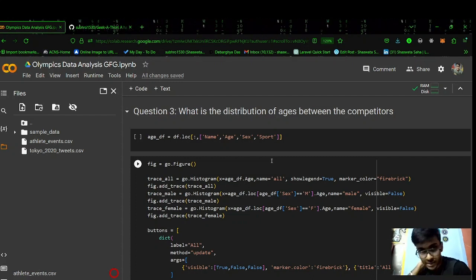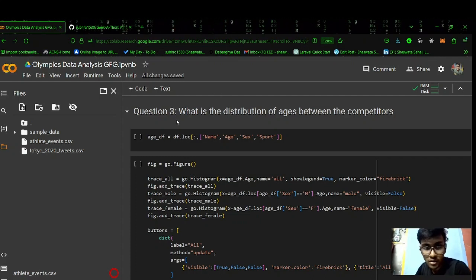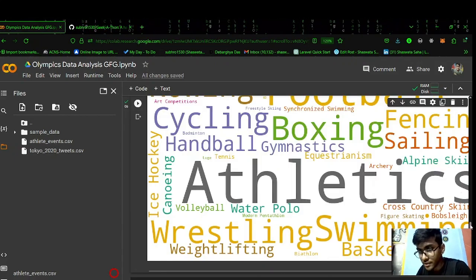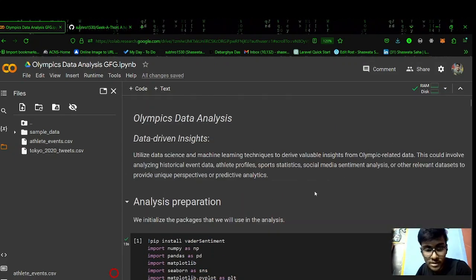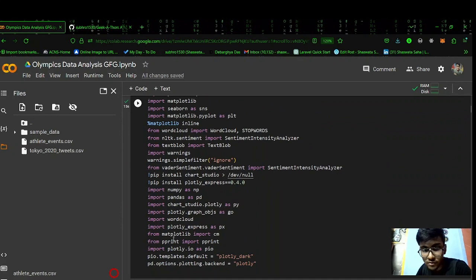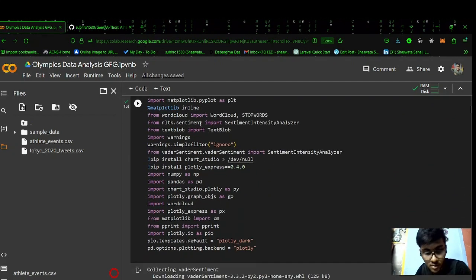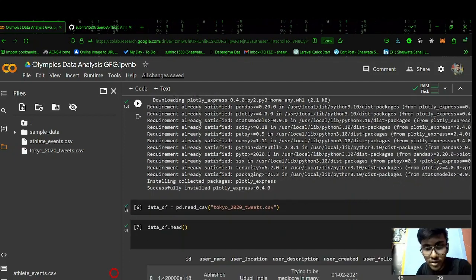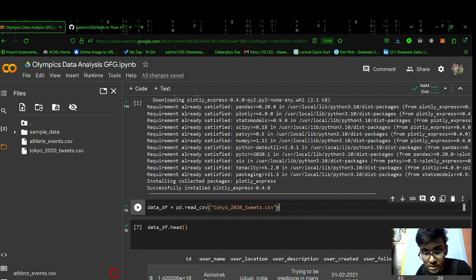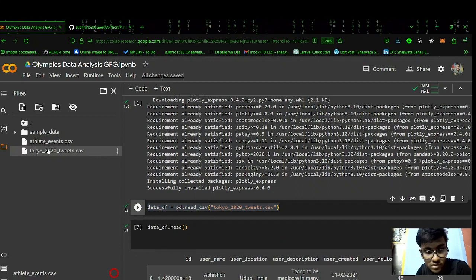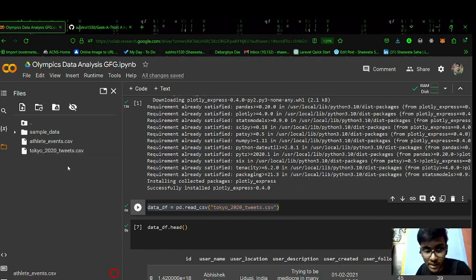So as you can see, we first started with the data-driven analysis. We prepared by taking some Python libraries and some functions, and we ran the code, and then we took the CSV files. Here we took two CSV files. One was named Tokyo 2022 tweets.csv and the other athlete events.csv.